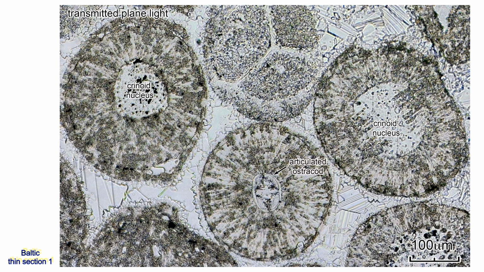The lower central ooid, with an articulated ostracod as a nucleus, has a cortex composed of radial fibrous crystals crossed by faint concentric lines, clusters of radially distributed micrite crystals, and irregular patches of a later micrite that cross-cuts the earlier micrite. The later micrite is more abundant in adjacent ooids, and in some completely obscures their radial fibrous crystals.